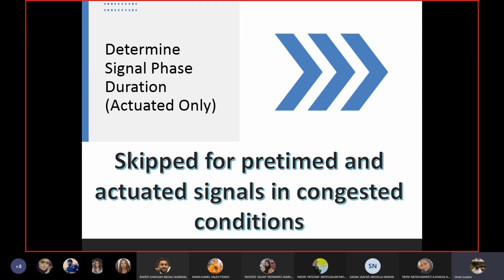So signal duration is only required where you have actuated signals and the conditions are not congested. You can do a critical movement analysis, which we did yesterday, to find out if the signal is congested or not. Then you can decide whether you need to find out the phase duration for actuated signals or not. But for pre-timed signals, not required. Actuated signals, congested conditions, again not required.